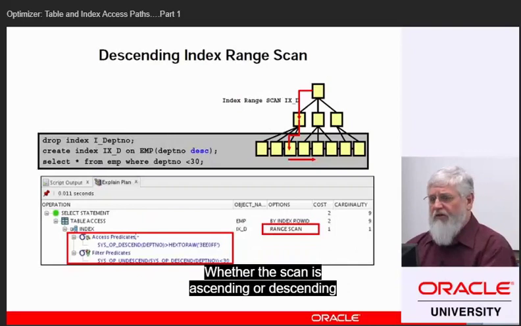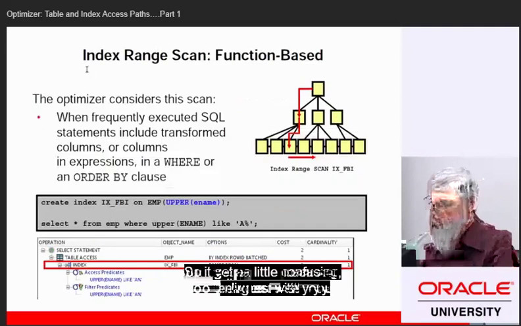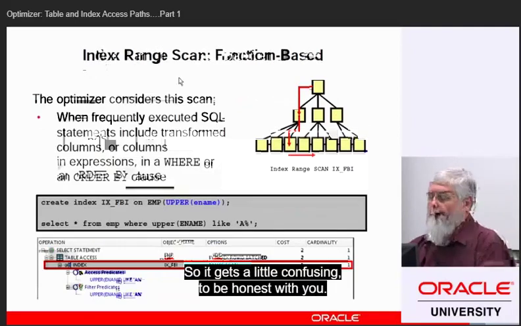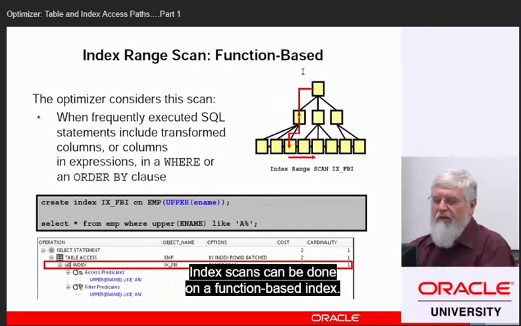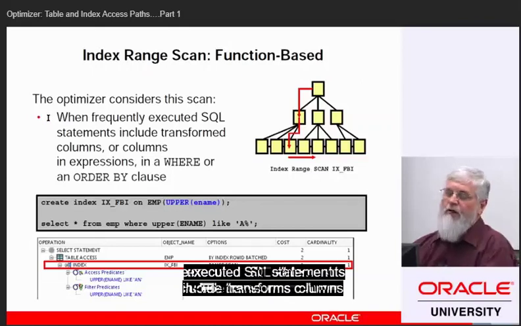Index scans can be done on a function-based index. The optimizer considers a scan when frequently executed SQL statements include transformed columns or columns and expressions in a where or order by clause, and we created the appropriate function-based index. So in this case, we're going to create one on employee name in the employee table.